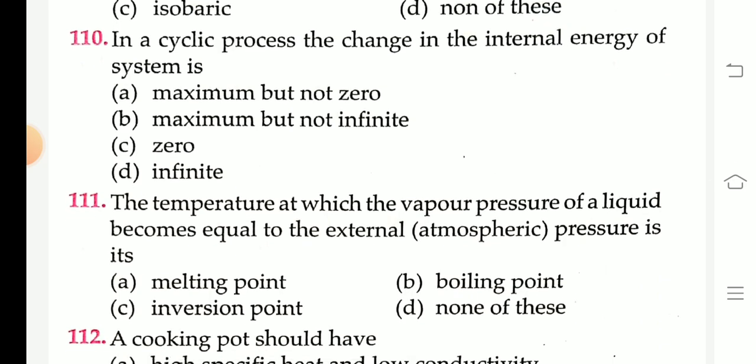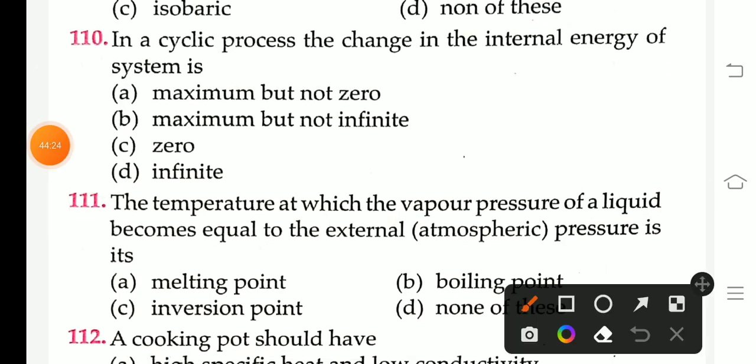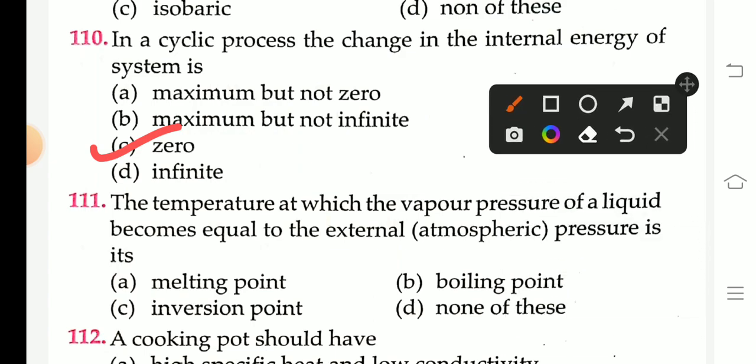Next, in a cyclic process, the change in the internal energy of the system is. Right answer will be option C, 0. Next, the temperature at which the vapor pressure of a liquid becomes equal to the external atmospheric pressure is its. Right answer will be option B, boiling point.